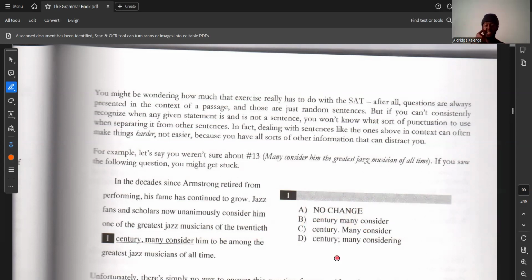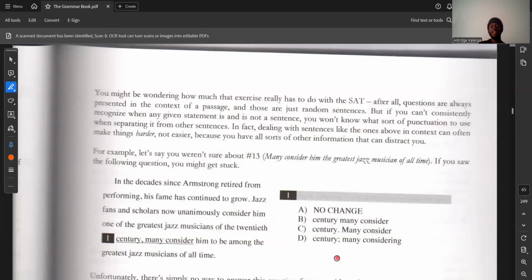So we're left with C and D. Now, what makes D wrong? If we use D, using a semicolon is correct, but what remains is "many considering him to be among the greatest jazz musicians of all time." That's a fragment, right? And remember, one of the first definitions I gave is that a fragment is dependent. It cannot stand alone, right? A sentence is independent. It can stand alone. So there's no way we can leave a semicolon and then leave a fragment.